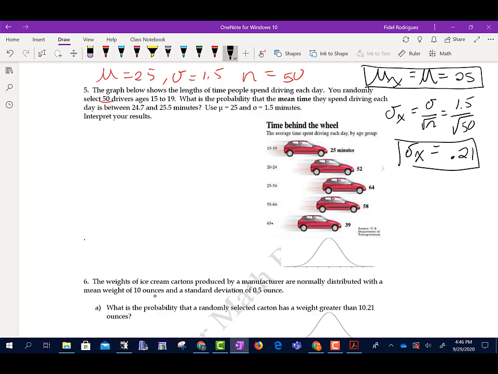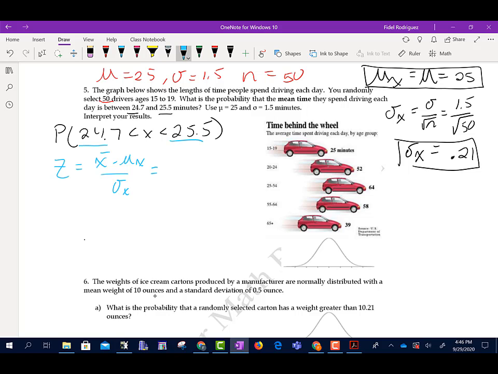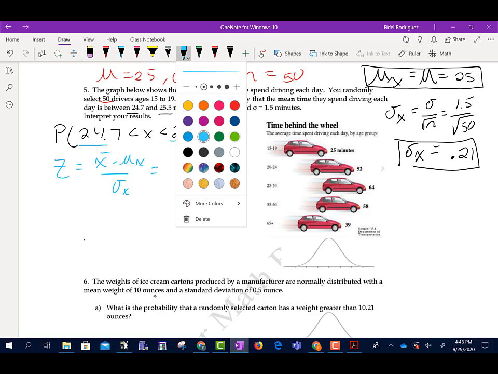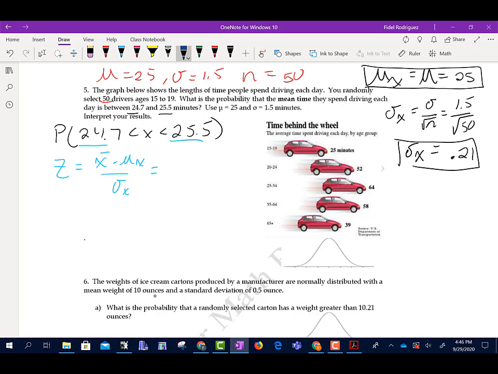All right. So what we're looking for now is, what's the probability that the drive time is going to be between 24.7 and 25.5. So what we want to do is convert each of these numbers here to z-scores, right? So remember, the way we convert them to z-scores is x bar minus mu x divided by sigma x, okay? So you know what, that blue is a little light. Let's see if we can go with a little darker blue. There we go, that looks a little bit better.